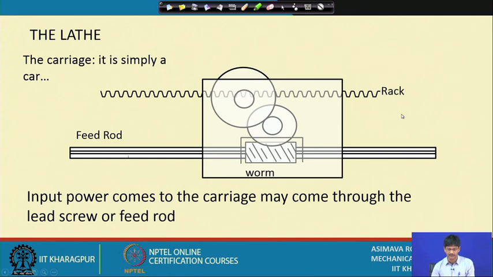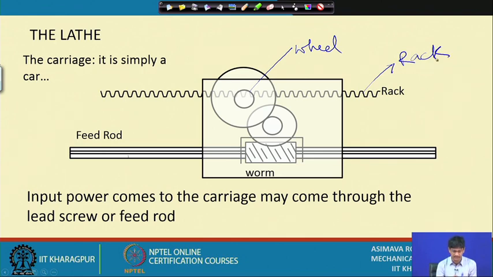This is the way in which the apron mechanism of the carriage operates. So, what is the carriage? It is a car. It is simply a car, nothing else. Then where is the wheel of the car? This is the wheel of the car, this one, wheel. Where is the road? This is the road. This rack is the track of the wheel.